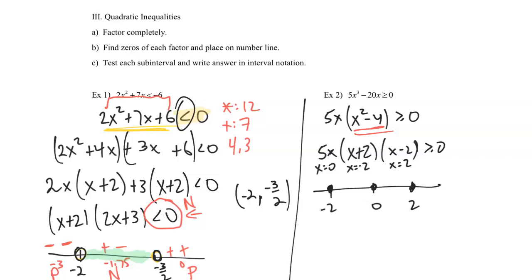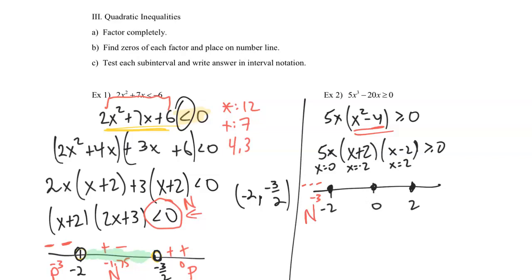And so we're going to plug in numbers from each interval to test whether this is going to be positive or negative. So if we look at the first section here from negative infinity to negative 2, we could plug in, let's just say, negative 3 for x. And so if we do that to each of the 3 factors, 5 times negative 3 is negative. Negative 3 plus 2 is also negative, and negative 3 minus 2 is also negative. And whenever I have 3 negatives multiplied together, the result is going to be a negative.